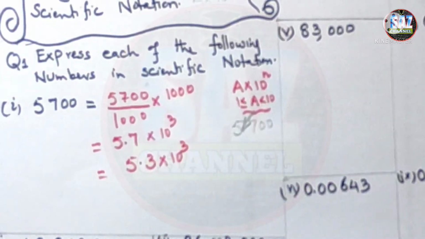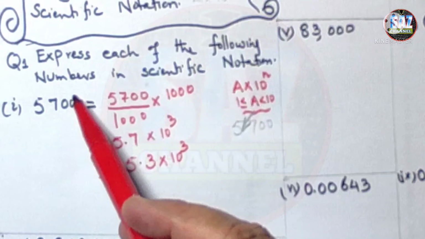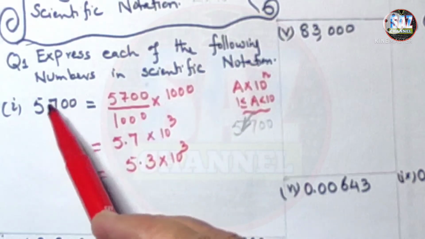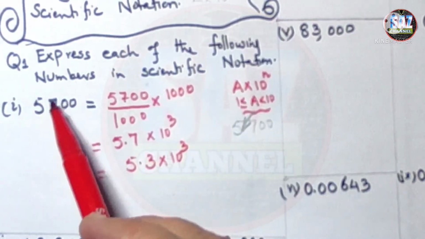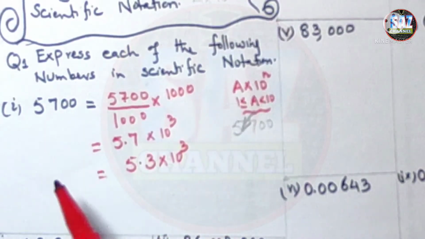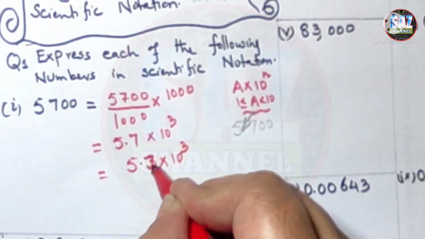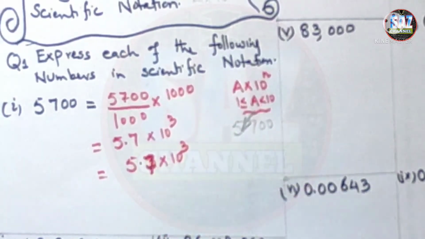And now the trick method as well, that you have to see how many units we have to move. 1, 2, 3 units towards the left, 3 units towards the left. So what we have to do is write 5.7 multiplied by 10 raised to the power of 3.